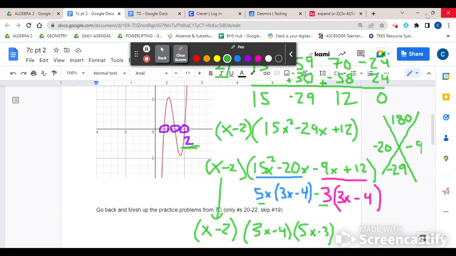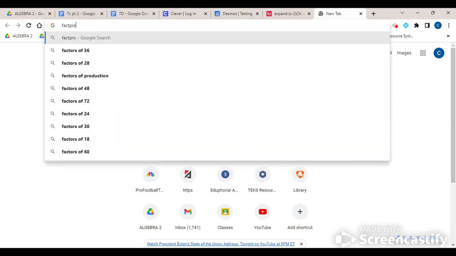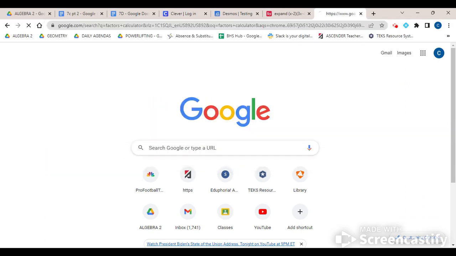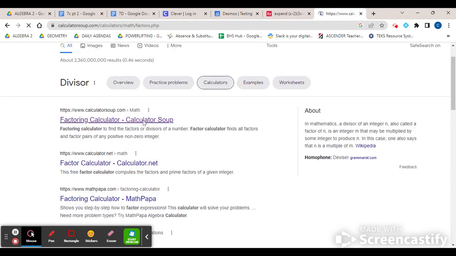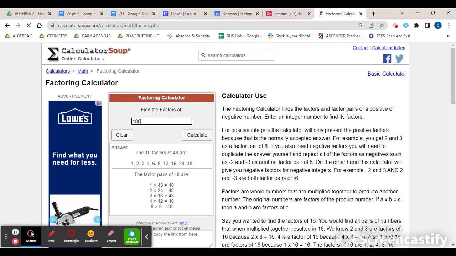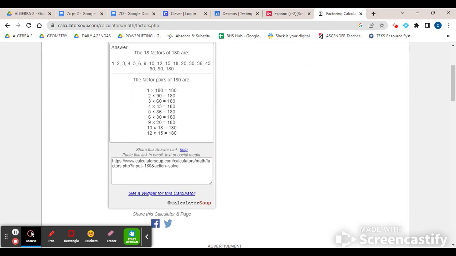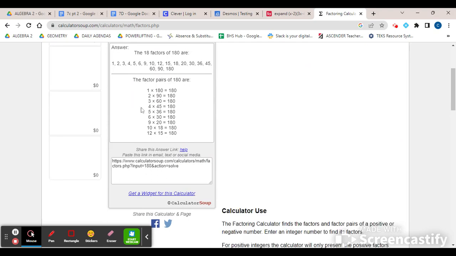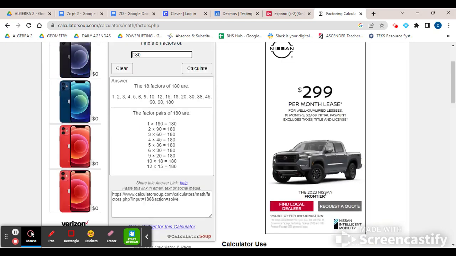If we ever get into a pinch and we're not sure how to factor these, we can go here and Google factors calculator. I think it's this one here, Calculator Soup. So we find the factors of something. We had 15 times 12, which is 180, so we'll calculate that. And here are all the factors of 180: 1 and 180, 2 and 90, 3 and 60, 4 and 45, 5 and 36, 6 and 30, 9 and 20, 10 and 18, 12 and 15.